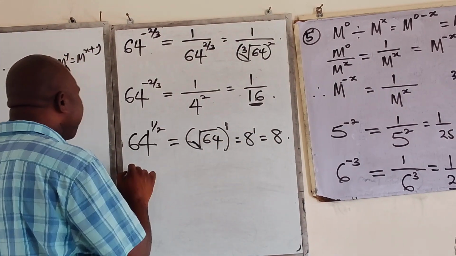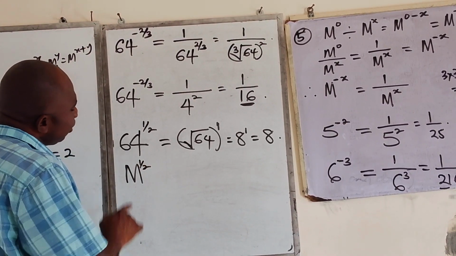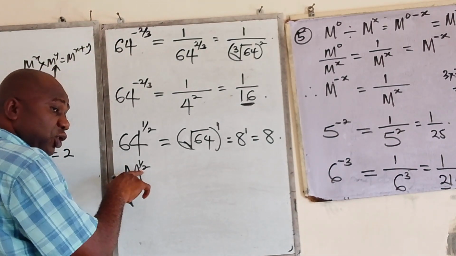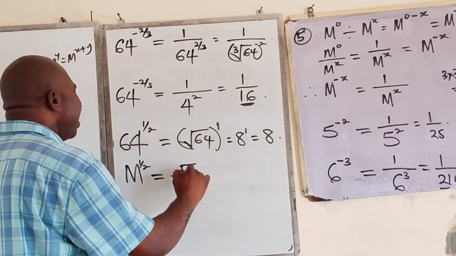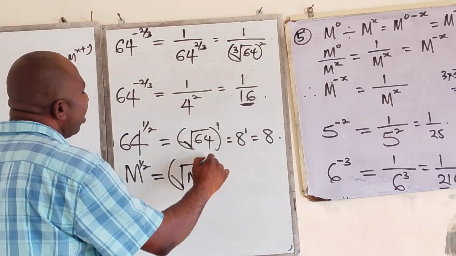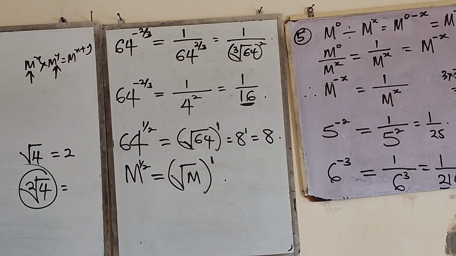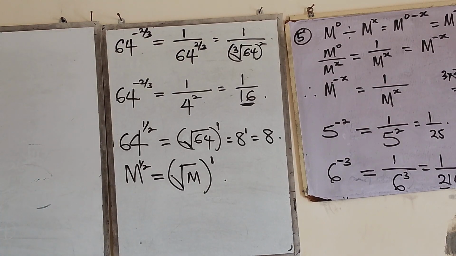So it means that when you have m raised to the power of 1 all over 2, when the power is 1 over 2, the denominator of the fraction is 2, it will just give us the square root of m all raised to the power of 1. So that is the sixth law. Now let's move straight to the seventh law.